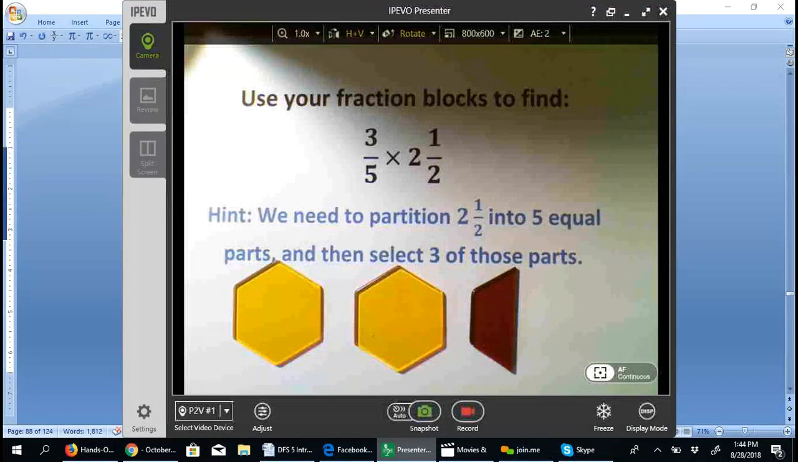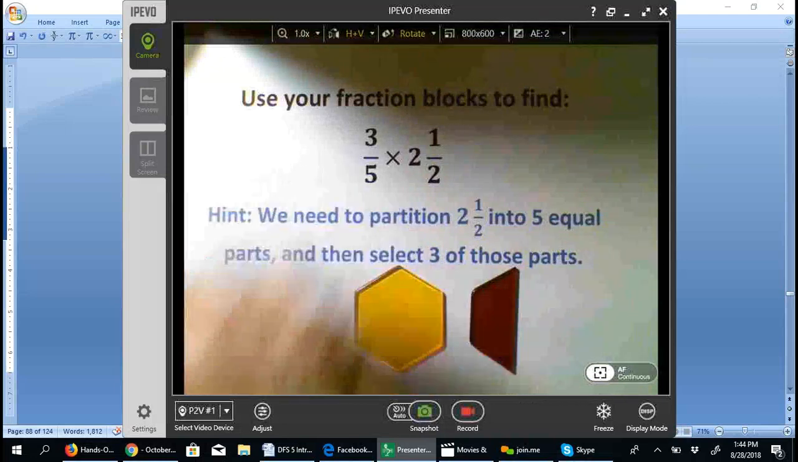Okay, a suggestion is being made to make an exchange: exchange the yellow blocks for red blocks. So let's try that.